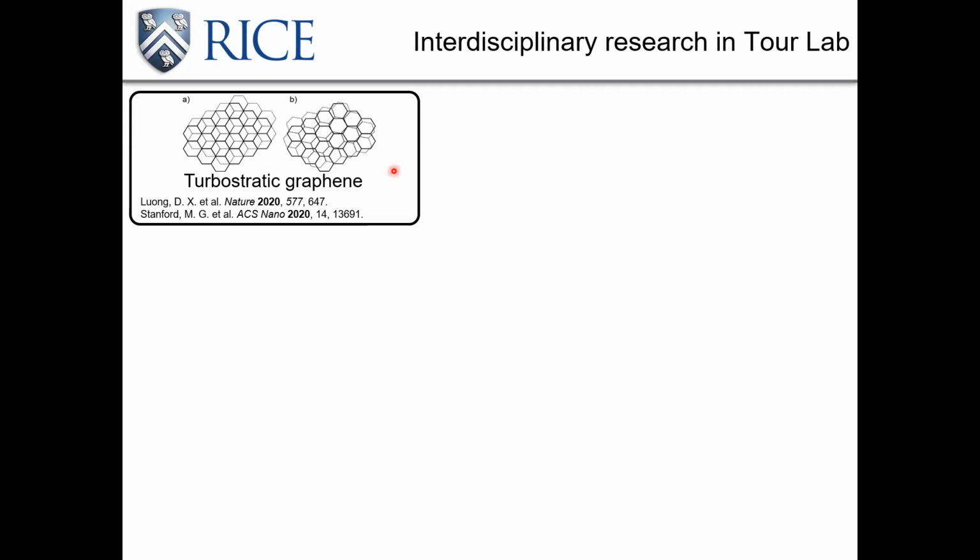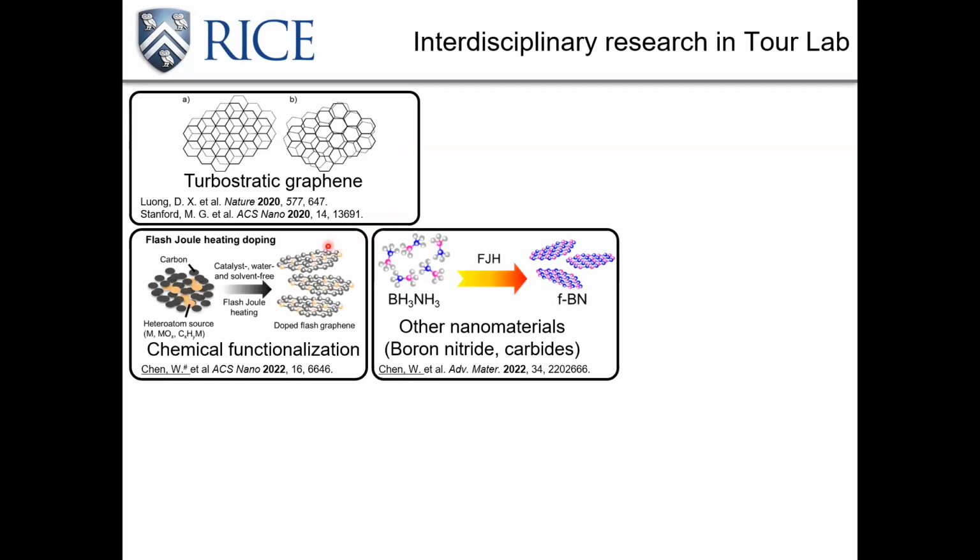Since 2020, Tour group have invented the dual heating method, which is one type of the ultra-fast electron thermal method to prepare the turbostratic graphene. We start to use this method to chemically functionalize the graphene material by different heteroatoms to prepare the doped graphene. The doped graphene shows better electrocatalytic performance. Then we expand this method to other nanomaterials like the boron nitride and carbides.